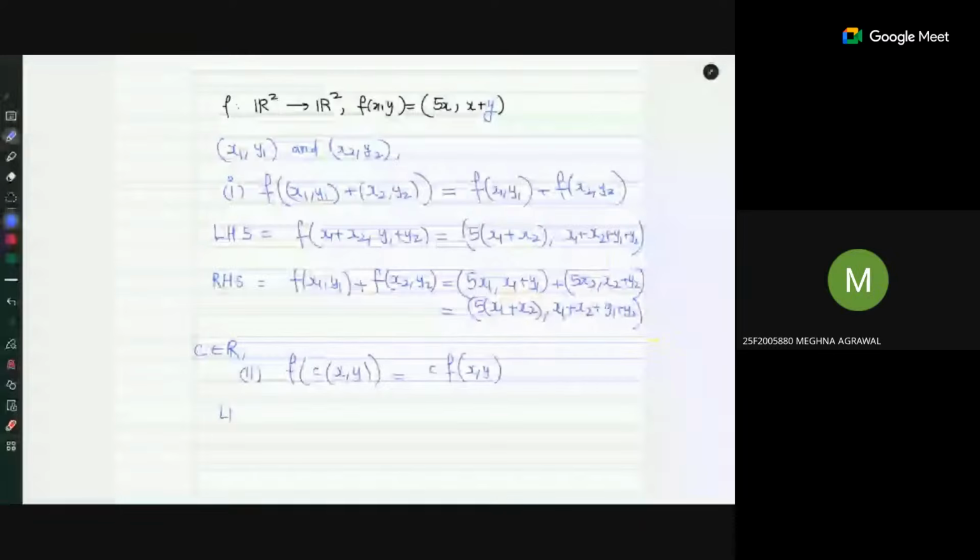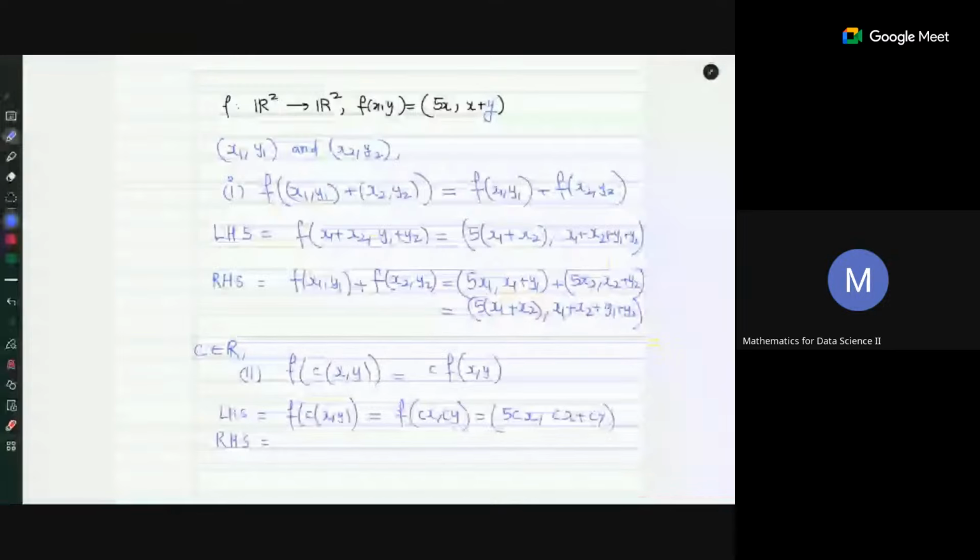Now, what is the LHS? It will become cx and cy, and then apply the function. So 5 times cx, comma, cx plus cy. And then the RHS.